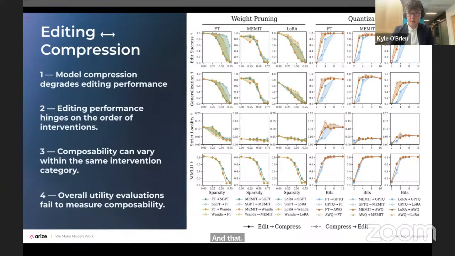And MMLU, or this kind of overall model performance, doesn't seem to really track these challenges of composability. Performance will remain fairly steady, even if we see cases where compressing or editing first and then compressing is undoing edits, and that there is imperfect composability. And this lends more credence to the idea that it's useful to have composability driven metrics.